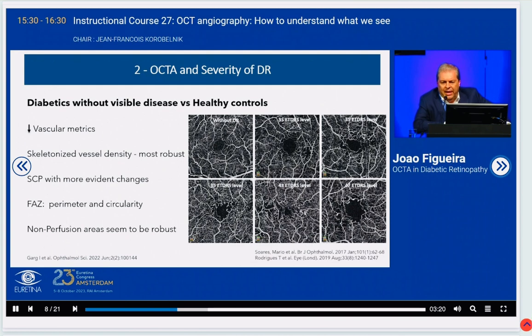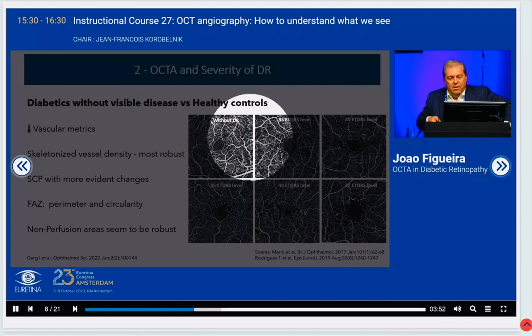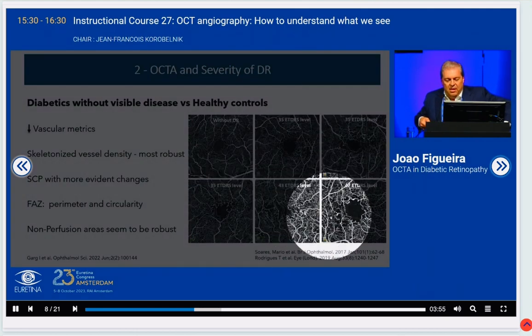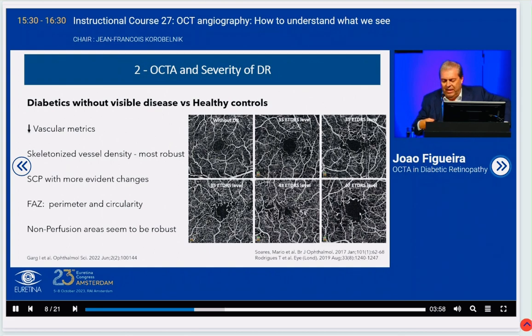Non-perfusion areas seem to be important at the initial stage, but also in more advanced stages of the disease. And at this point, in the more severe cases of diabetic retinopathy, vessel perfusion and perfusion density also seem to be good metrics to follow them. You can see in the image on the right a progression of the disease and also progression in vascular metrics and OCT image damage.